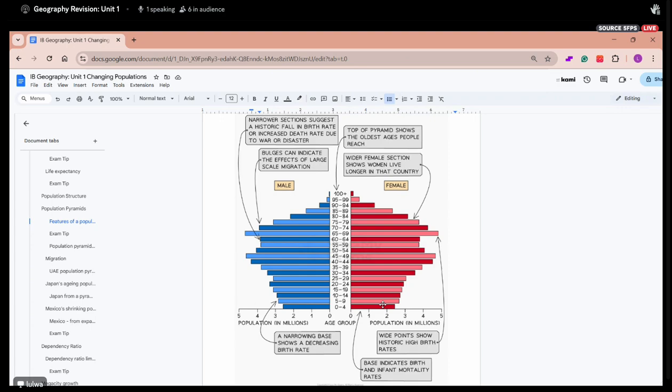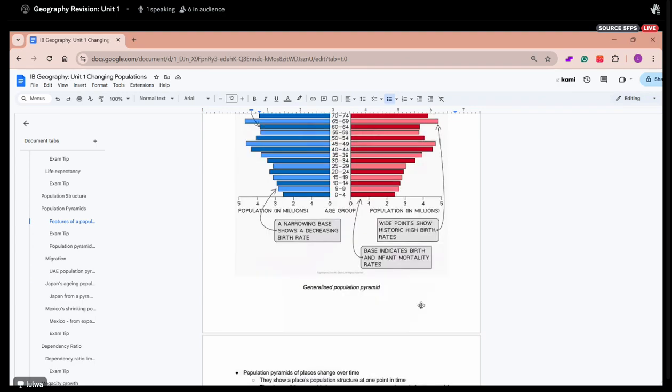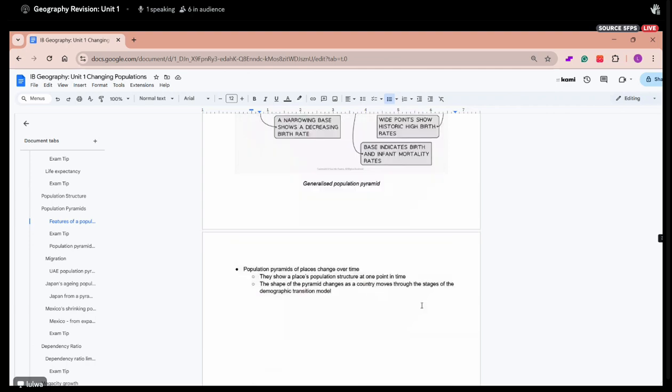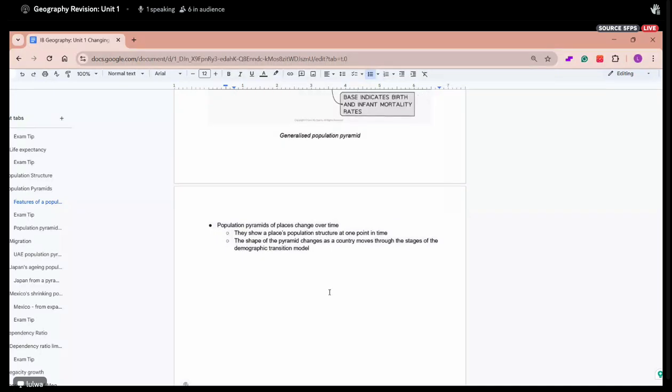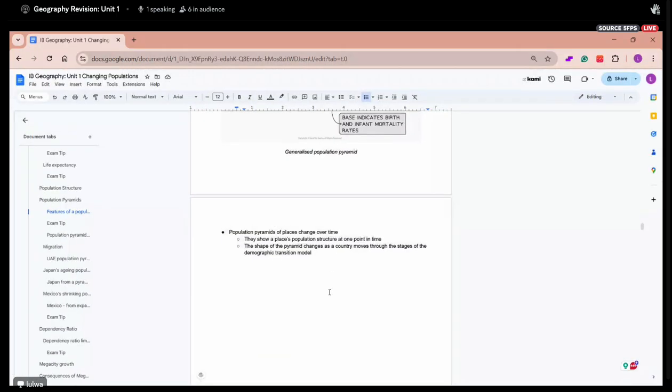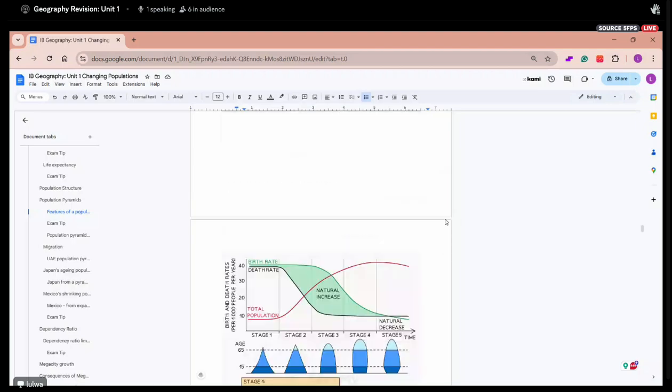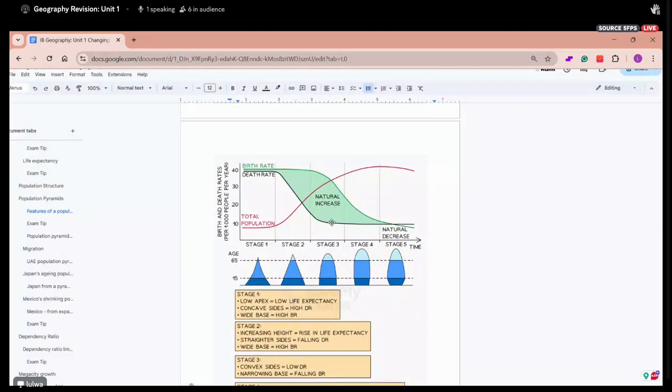So as you can see, this one pyramid tells you so much about a certain population and its growth trend. And they change over time. The shape of the pyramid changes as the country moves through different stages of demographic transition. So, right, let's go through different examples.